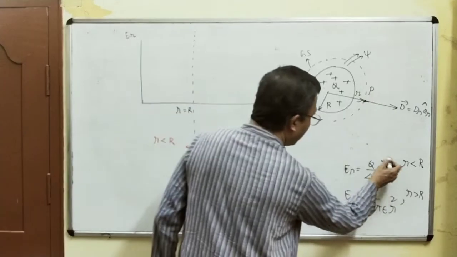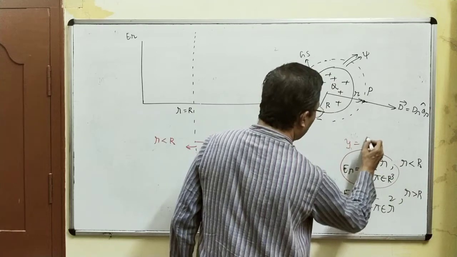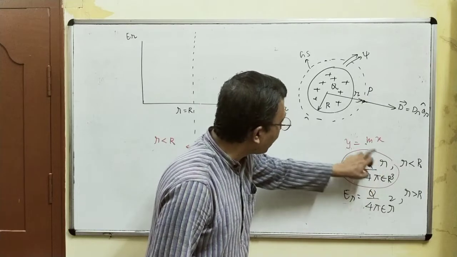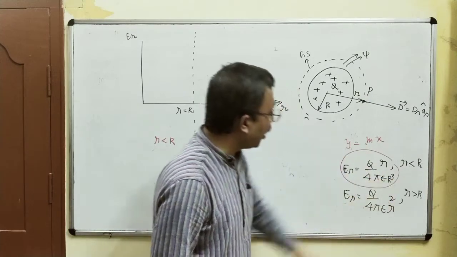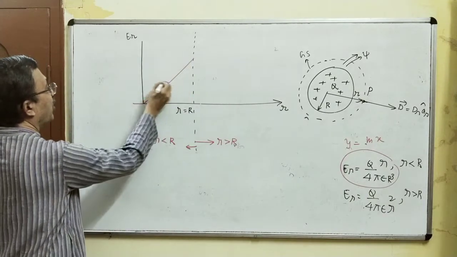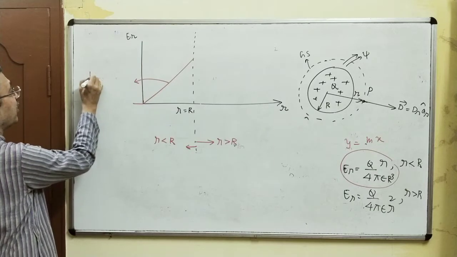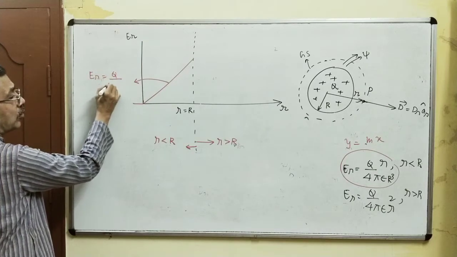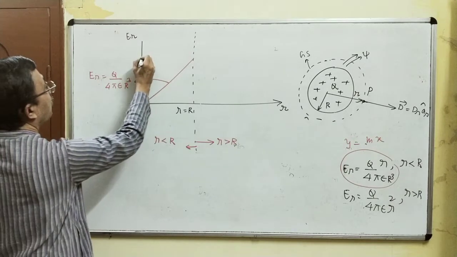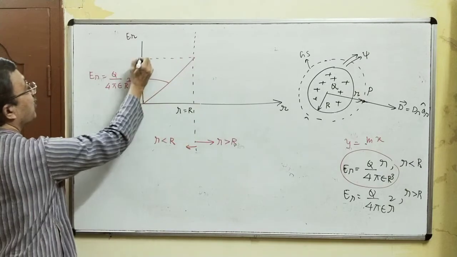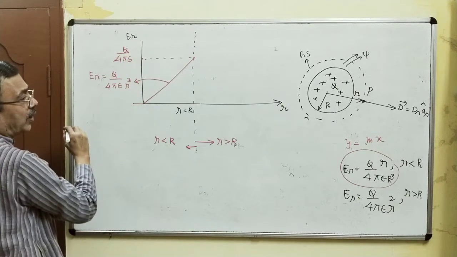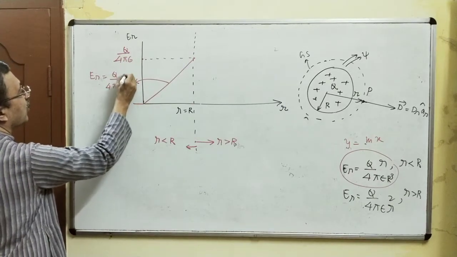You look at this equation. This equation is like y equal to mx. What is y? Er. What is x? Small r. What is m? Q by 4 pi epsilon R cube. Therefore, the variation is a straight line variation. Equation of the straight line is Er is equal to Q divided by 4 pi epsilon R cube into r. Electric field intensity assumes a maximum value on the surface of the sphere.